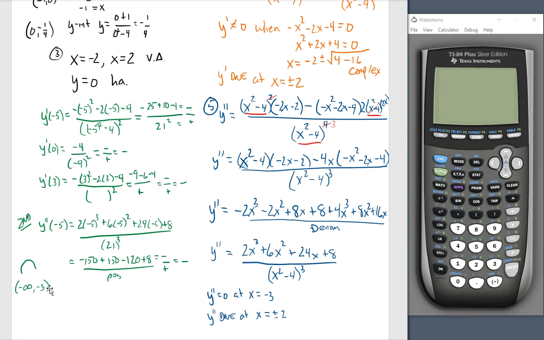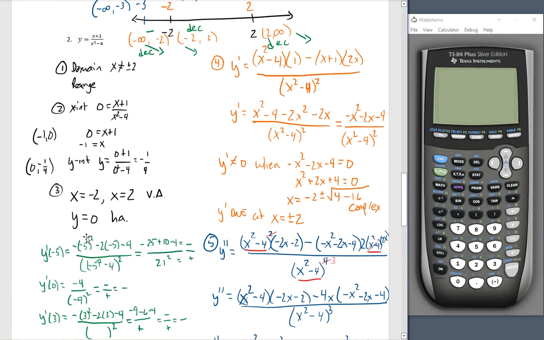Interesting. Let's check the second derivative at 0. At 0, we'll have 8 over negative 4 cubed, which is also negative. This graph's always concave down. And you're asking yourself, much like I'm asking myself, what? How's that even possible? Let's take a look.